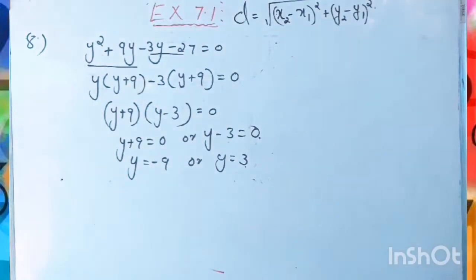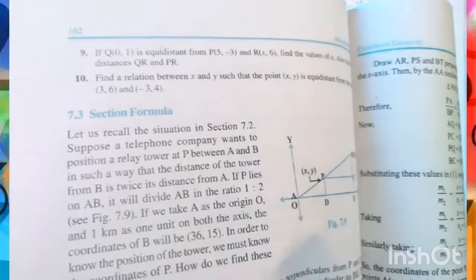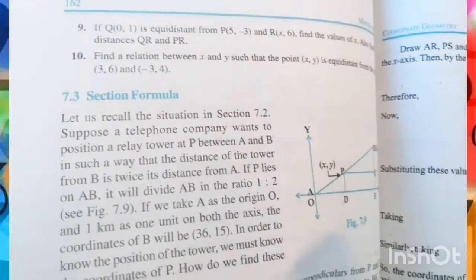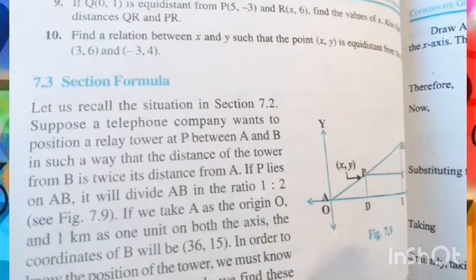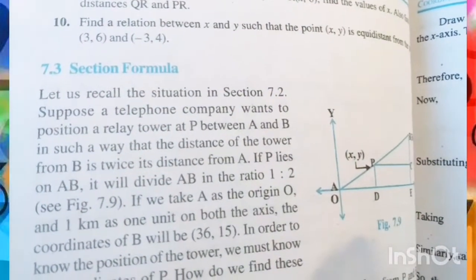Now we are going to do the ninth question. If Q of (0, 1) is equidistant from P of (5, -3) and R of (x, 6), find the values of x. Also find the distances QR and PR.